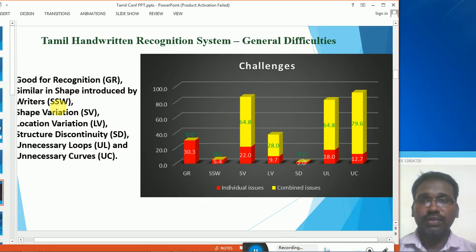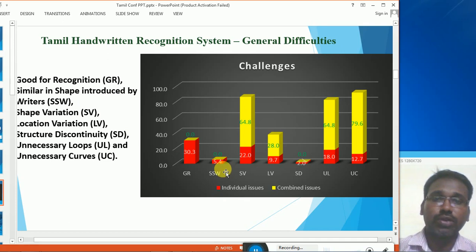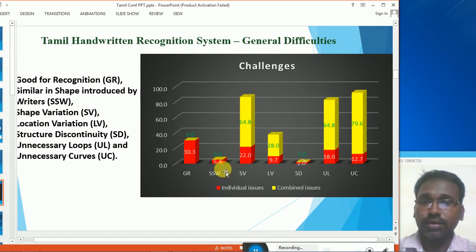These are the general difficulties, taken from 100 character samples collected from the HP dataset. Here 30% of characters are good for recognition. We can recognize them easily and simply apply any kind of algorithm. 5.4% of issues are found where shapes are similar, as introduced by writers.